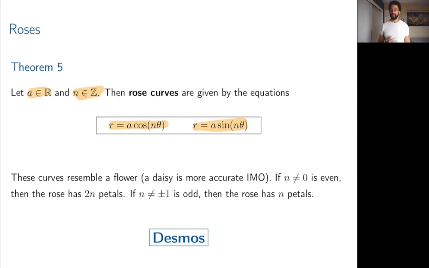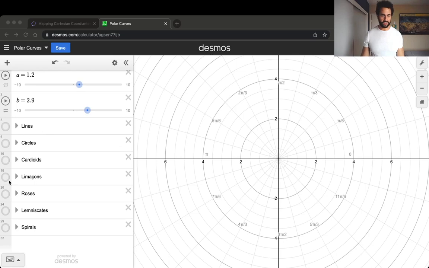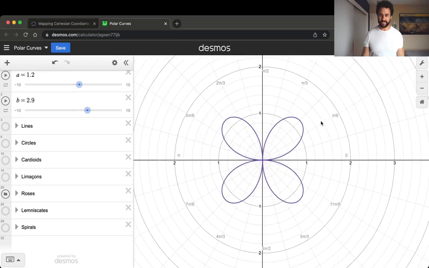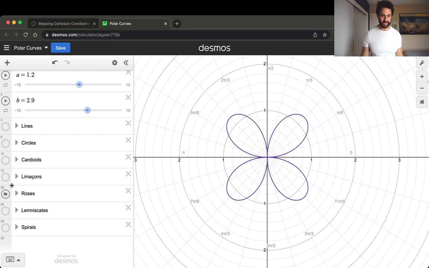And also we have this cool result. If n is even and not equal to 0, then the rose will have 2n petals. And if n is odd but not equal to -1 or +1, then the rose will have n petals. So you can always tell this stuff immediately if you get really familiar with these equations. Let's take a look. Okay, so roses. There we go. Lots of pretty pictures.